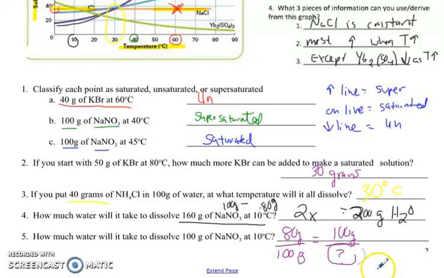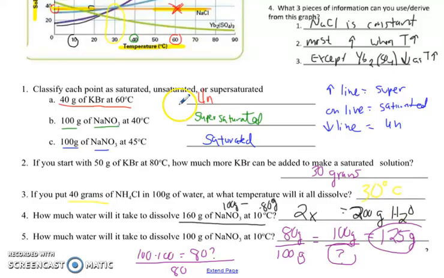So how do I solve for the question mark? I would cross multiply and divide. So you'd have 100 times 100 equals 80 times question mark. How do I isolate the question mark? Divide each side by 80. When you do that, take your calculator, 100 times 100, and then divide by 80. You should get 125 grams of water. Make sure you pause and check that math and make sure you get the same thing. Okay, let's turn to the next page.